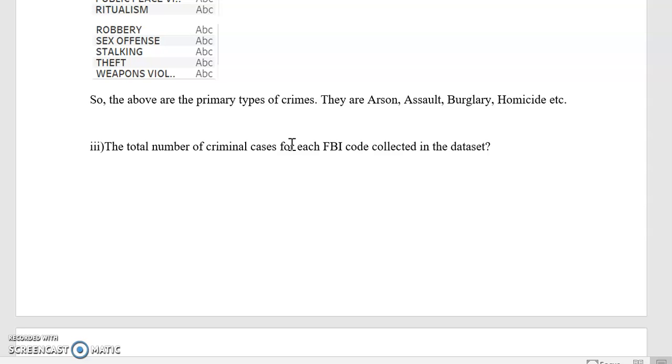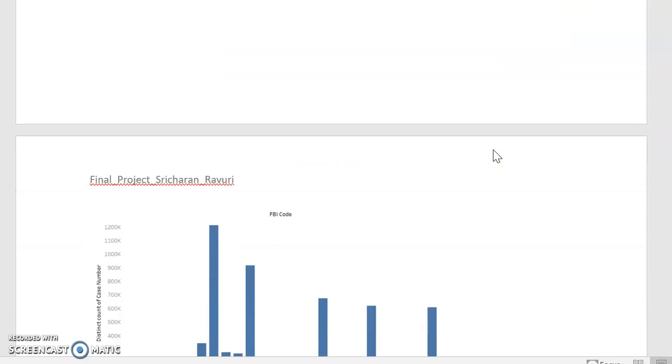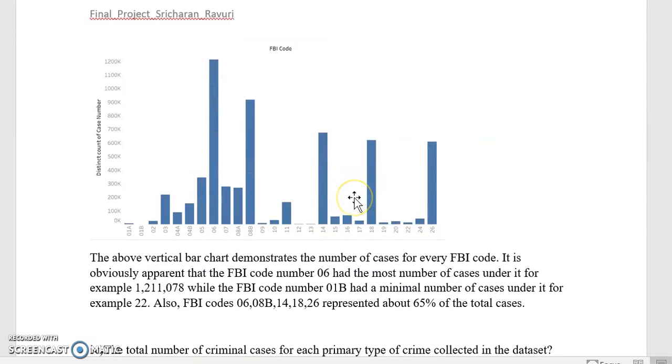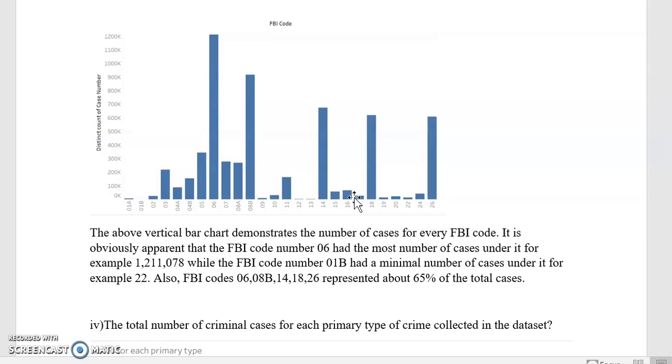The third question is, count the number of cases for each FBI code collected in the dataset. This is the visualization, a vertical bar chart, showing the number of cases for every FBI code. It is apparent that FBI code 06 had the most cases under it, for example 1,210,785, and FBI code 01B had the minimum number of cases.